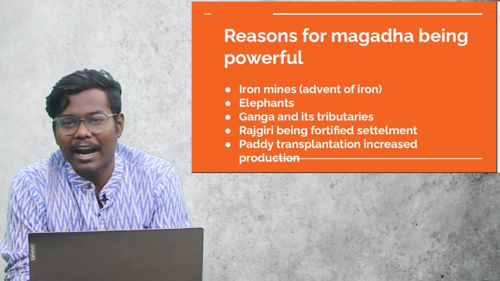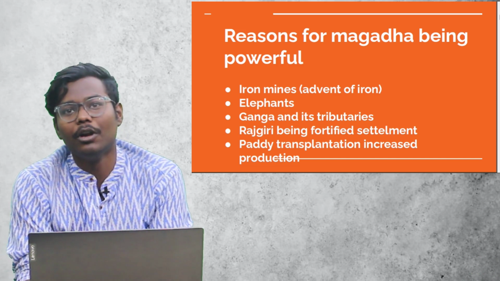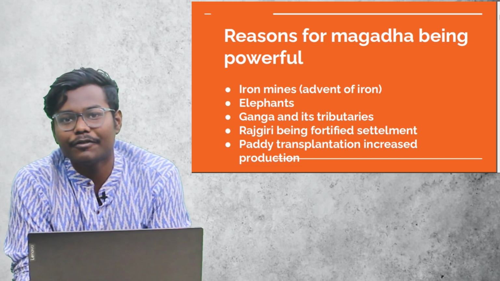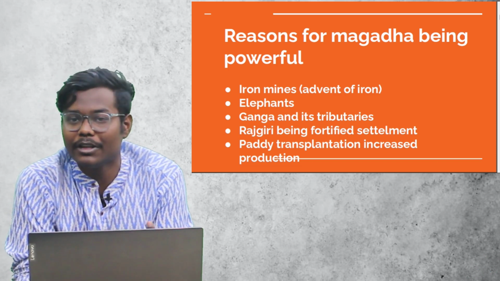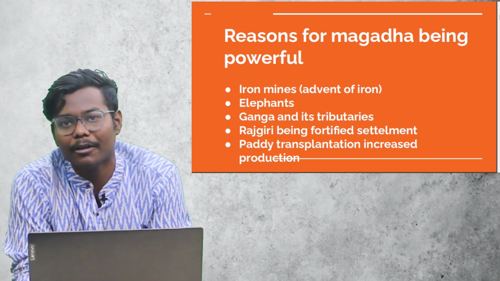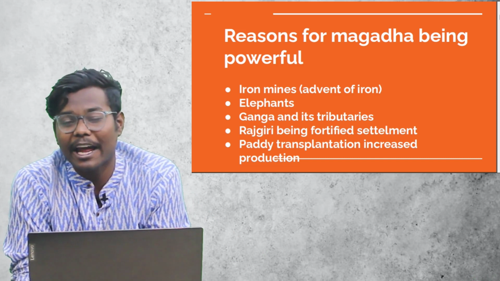Because of the advent of iron, what happens is that this whole Ganga Valley region is very dense forest. To cut that forest you need iron, and moreover, if you have an iron plow, only then can you dig the soil very well. So these were the two reasons why iron was important.